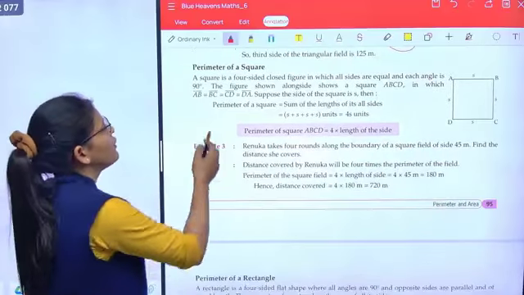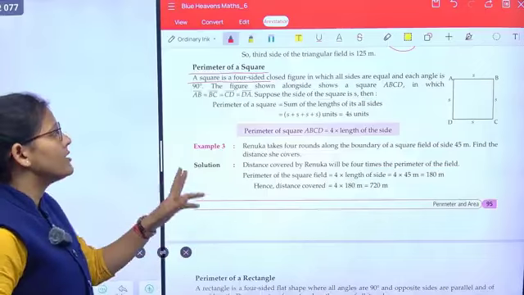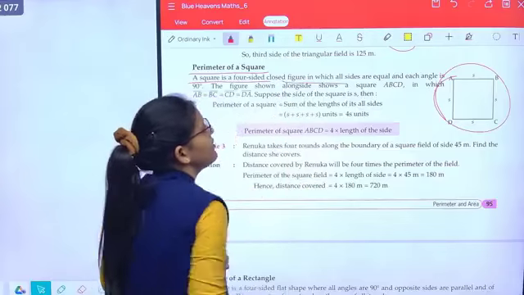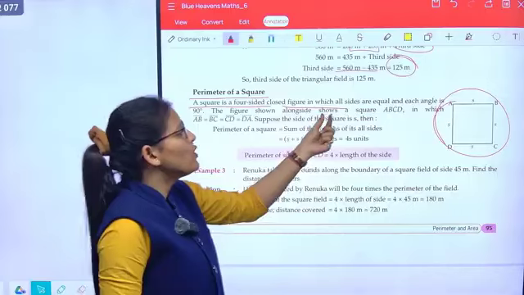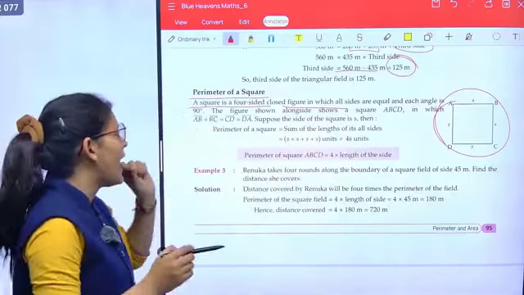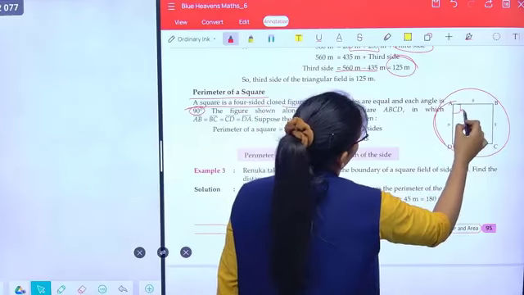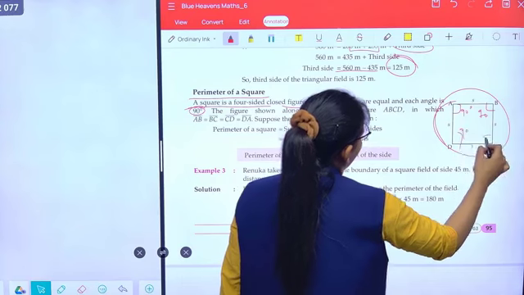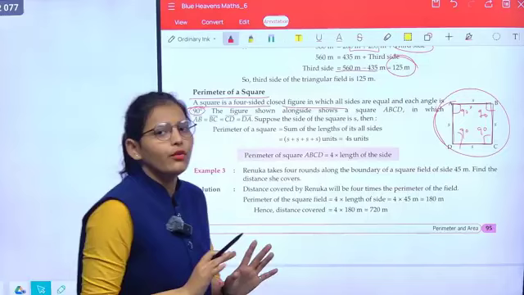Come on class, perimeter of a square. A square is a four-sided closed figure. You can see here, in which all sides are equal and each angle is 90 degree. And all the angles, class, are 90 degree. And its four sides are all equal, class.